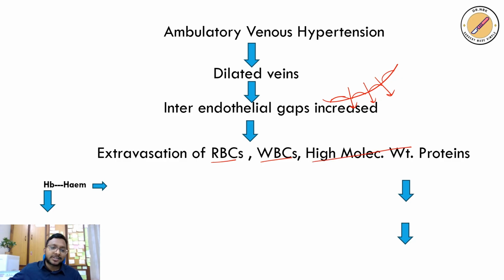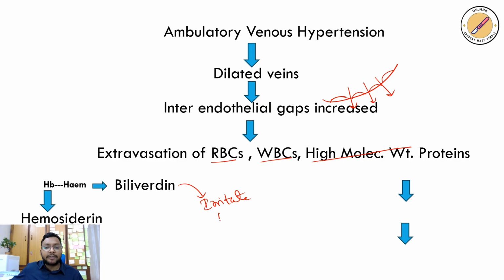Now, because of the extravasation of RBC, you know RBC is composed of hemoglobin. So, this heme will convert into, one is biliverdin and the other one is hemosiderin. Whenever this biliverdin is present, it will go and irritate the free nerve endings. Whenever the free nerve endings are irritated, it will cause itching. So, this is the reason for itching in case of varicose veins.